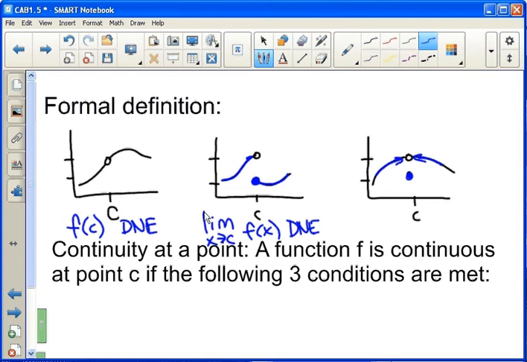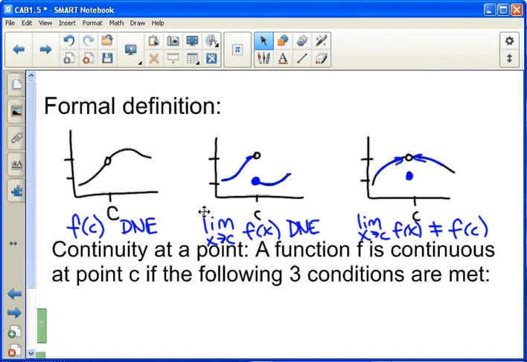Well, the reason we're not continuous on this last one is because even though the function exists and the limit exists, the function and the limit aren't equal to each other. In this case, the function is equal to 1 and the limit is equal to 2. So we run into a problem when the limit at a point is not equal to the function at that point. So now we know what causes things to be discontinuous, and just by flipping those to the positive, we can find out the requirements for something to be continuous.